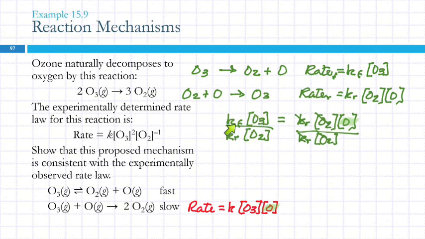So I'm going to take this and put it in down here, and I'm just going to rewrite it kind of in the middle. So we had rate is equal to K times O3. And now instead of the concentration of O, we're going to write this guy. So that's K forward times O3 divided by K reverse times O2.